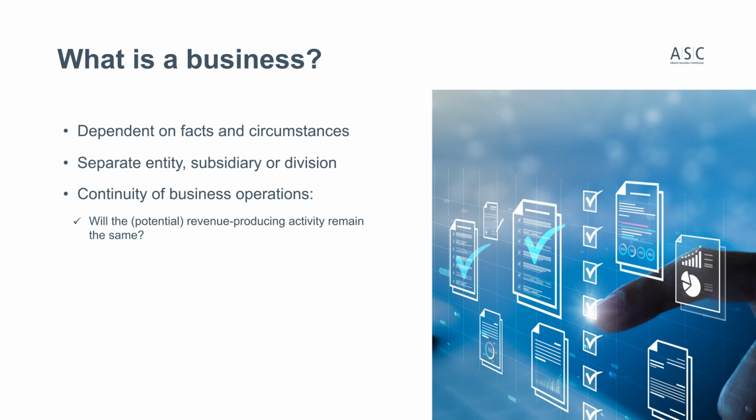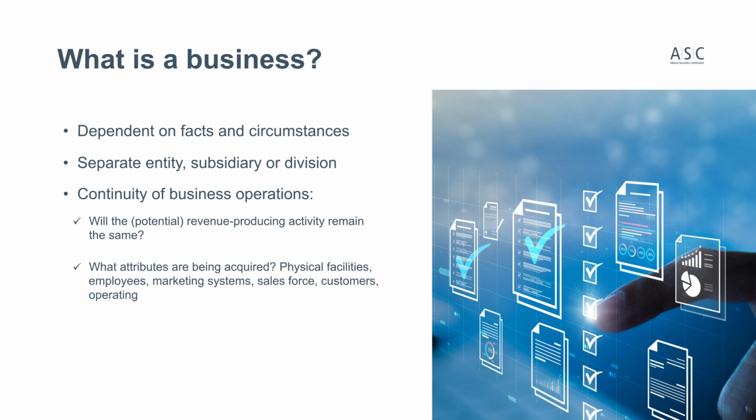It's important that you consider what exactly is being transferred. If items such as the physical facilities, employees, marketing systems, sales force, customer list, operating agreements, production techniques, or trade names are being transferred, this too would support the conclusion that it's an acquisition of a business. Finally, it's important to note that what may be considered an acquisition of a business for securities legislation purposes will not always align with the definition of a business for accounting purposes. So to ensure compliance, it's important that this assessment is done independent of the accounting assessment.